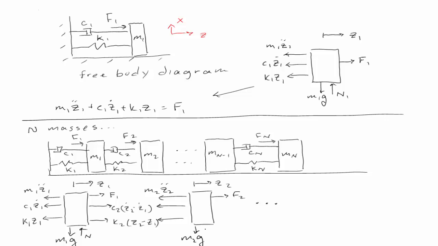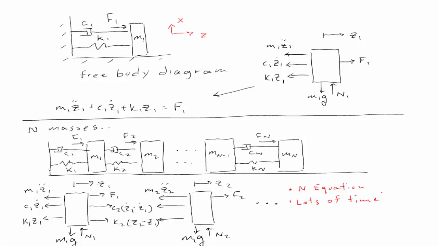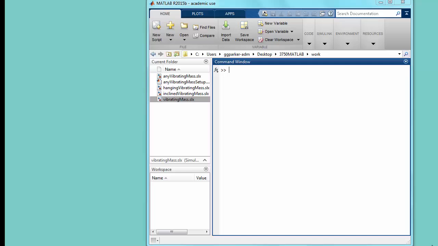So I think we've got these labeled up now. And at this point we could write equations of motion, but that's an awful lot of writing and time consuming, with potential for mistakes. So instead we're going to skip that process and go straight into SimMechanics to develop the model.